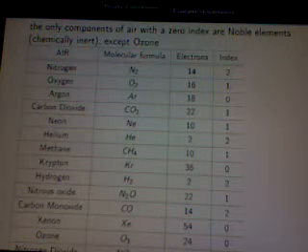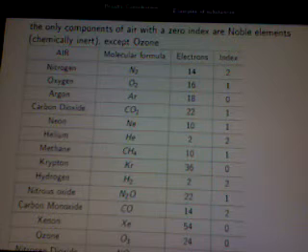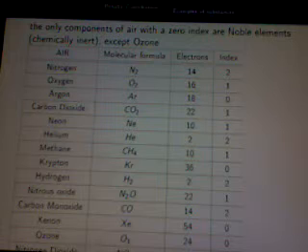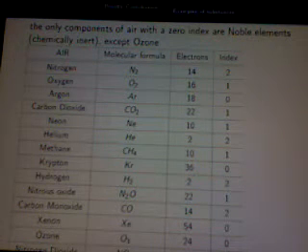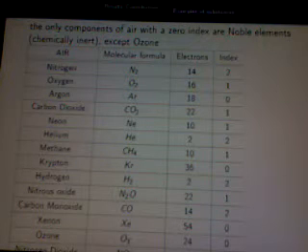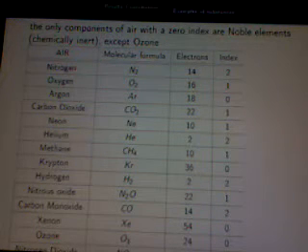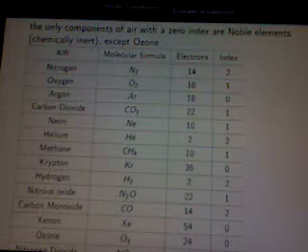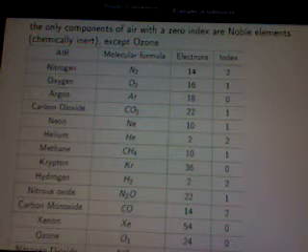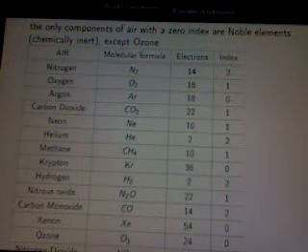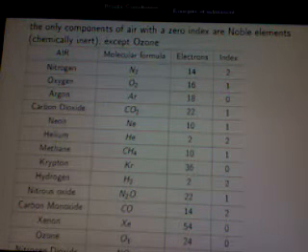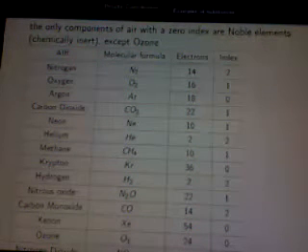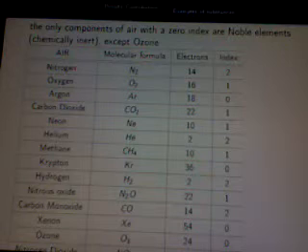So that's the index. In the case of oxygen, oxygen has atomic number 8. There are 2 oxygen atoms in the oxygen molecule, so it has a total number of electrons of 16. Dividing by 3 and taking the remainder, we are left with 1, which is the value of the index. Now, the thing that is extraordinary about this table is that the only components of air with a 0 index are noble gases, with the single exception of ozone.